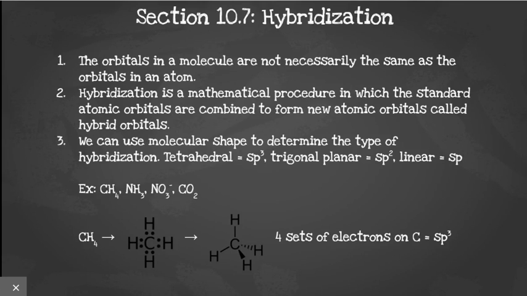It's going to be a tetrahedral shape, and it's going to have 4 sets of electrons around the central atom, meaning I need 4 of these hybrid orbitals, so sp cubed. So the 1s and the 3p add up to 4, and there are 4 sets of electrons around carbon. So this is sp cubed. Let's do some more examples.